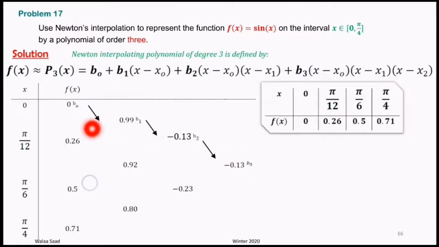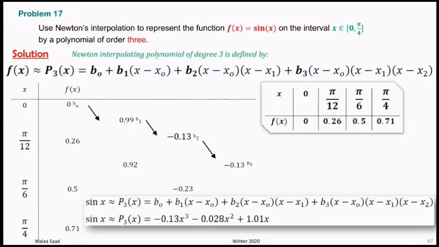Substituting these b values from the forward Newton divided difference table into the polynomial here, and substituting, of course, the x node, x1 and x2 values from the constructed table, you will get that sine x can be approximated by a third degree polynomial, of course, from 0 to pi over 4, by this polynomial deduced after, of course, distribution and combining of like terms.